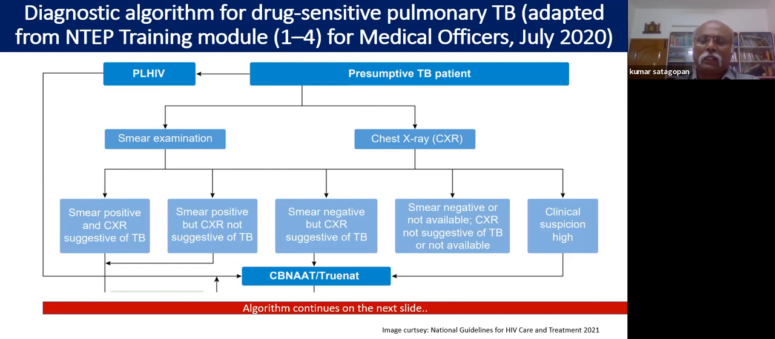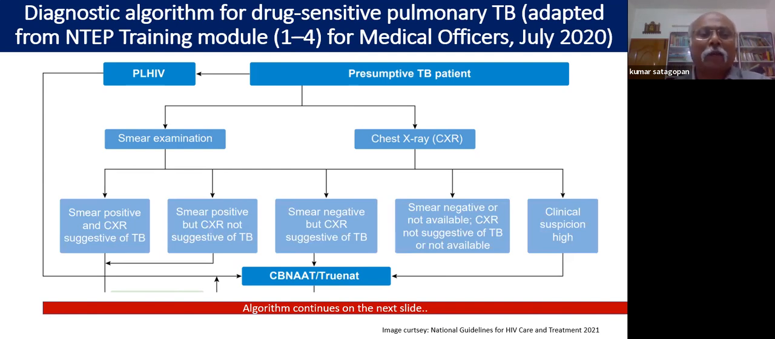In that, CBNAAT is a substitute for universal drug sensitivity testing, UDST. The first thing, MTB is diagnosed by detecting its protein; the probe will detect that. And the second step, RIF sensitive or not. In that way, we find out whether it is drug sensitive TB or drug resistant TB.